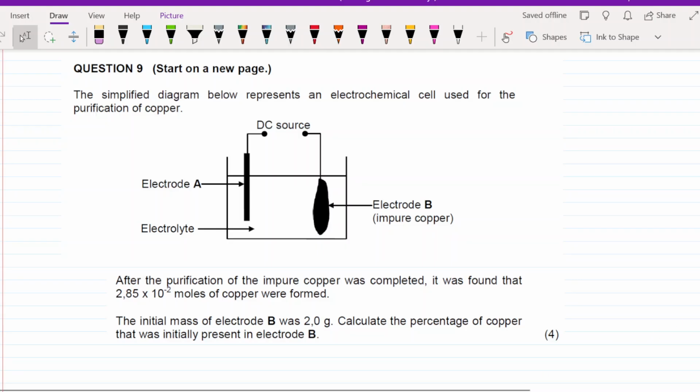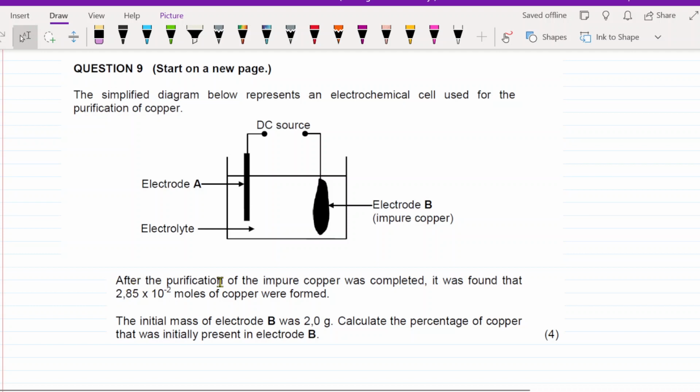There is a question in front of me, which is question 9. The statement says the simplified diagram below represents an electrochemical cell used for the purification of copper. So this is the cell. If you look at electrode B, we have the impure copper. We know this is the anode. Then on electrode A, there will be a purified copper. Then inside there's an electrolyte.